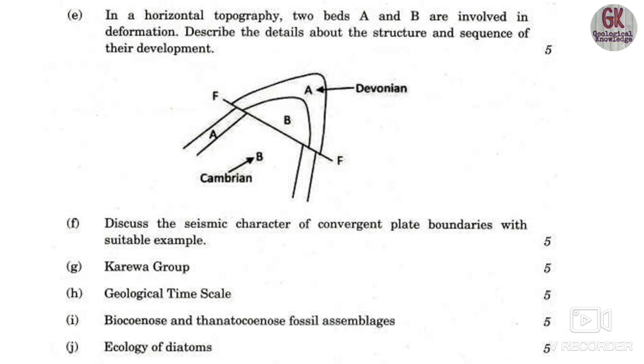Okay. If you have any problem, you can comment in the comment box and I will try to solve this question. 1F, you have to discuss the seismic characteristics of convergent plate boundaries with suitable example. 1G is the Kaurava group, that you have to talk about.